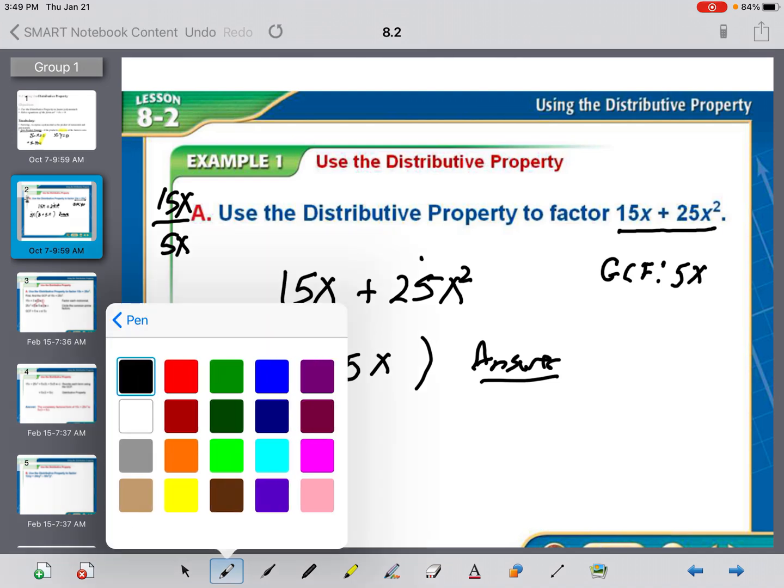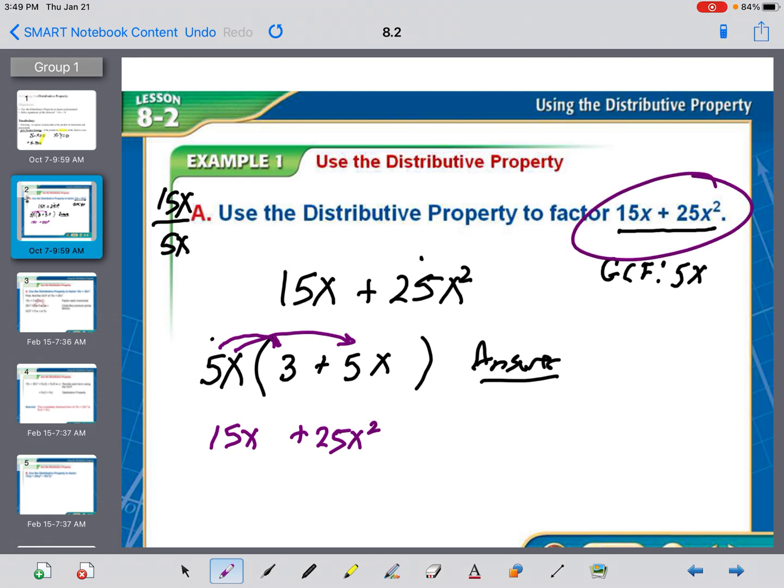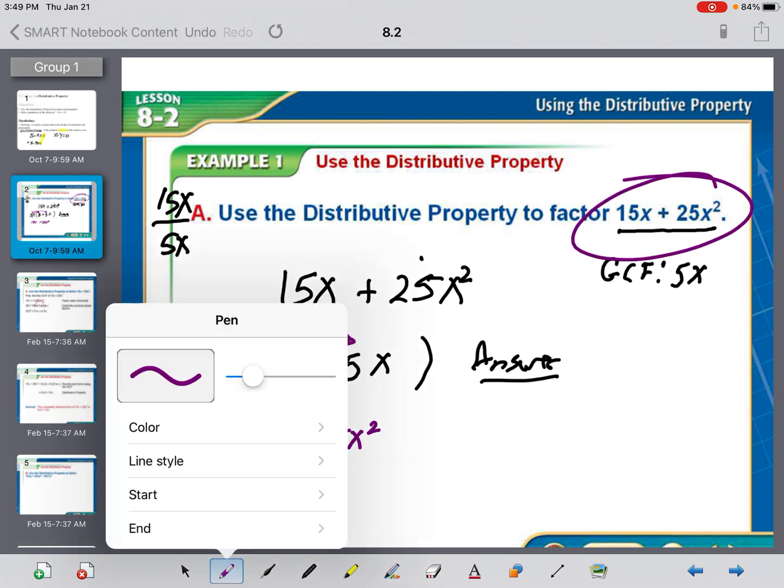So let me just remind you that I call this the undistributive property because in the old days and in the previous chapter, we would have said PEMDAS, working in parentheses, all that. We would have ended up doing this multiplication. We would have done 5x times 3, and we would have gotten 15x. And we would have done the 5x times the 5x, and we would have gotten 25x squared, which is what we started with. That's good.